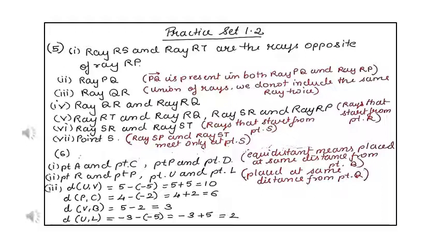Next one. Sixth question. Write any two rays with common endpoint S. So the rays which are starting from S. So we have ray ST and ray SR.